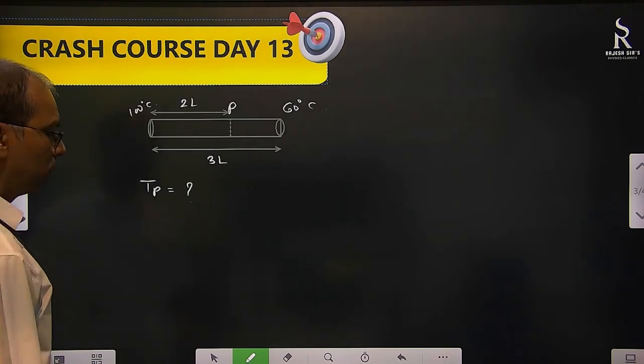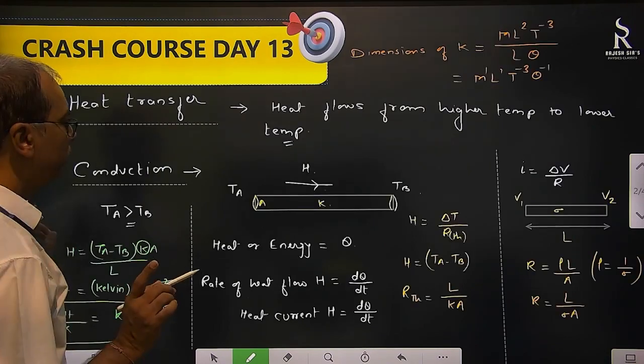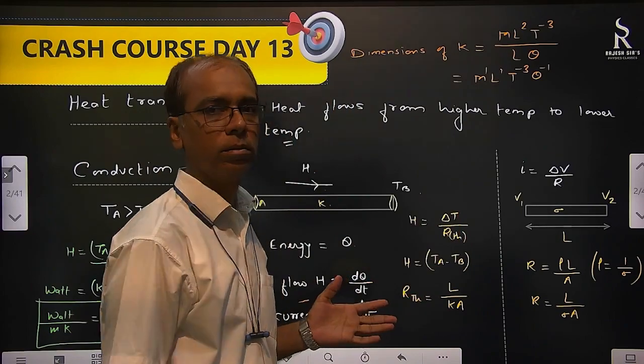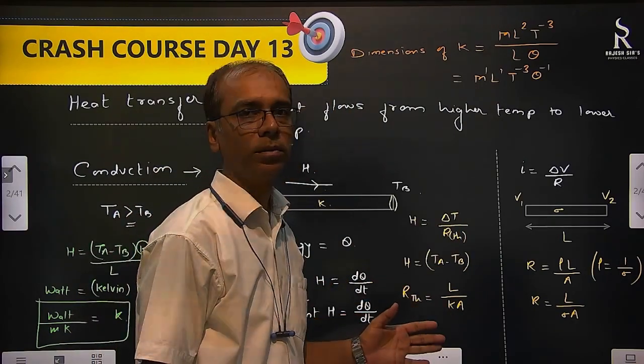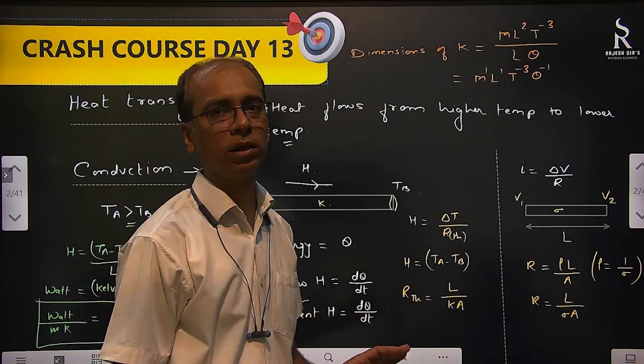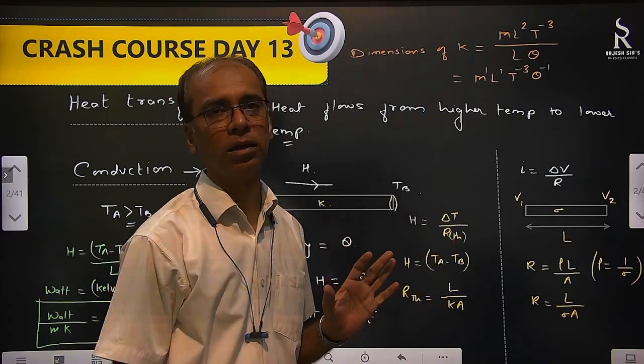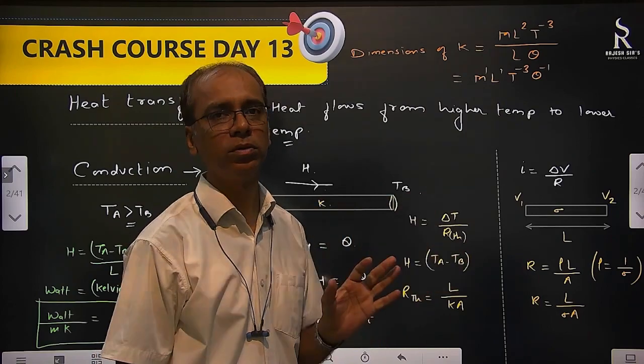Let's see the question now. There is only one formula in conduction. What is that formula? H equal to delta T by R, and R value is L by K. There is no other formula in thermal conductivity. Whenever there is a temperature difference, heat will transfer from one end to the other end, or heat will conduct from one point to the other point.